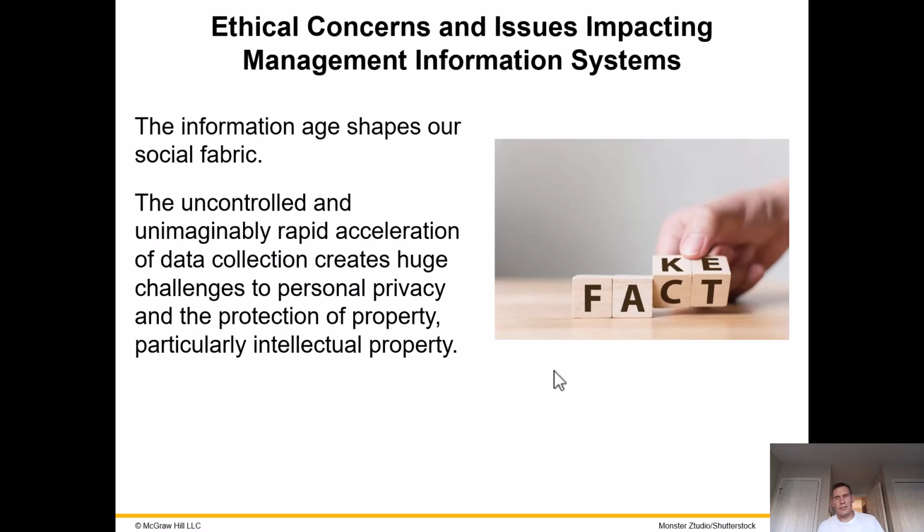So the information age certainly shapes our social fabric, right? We know that a lot has changed, certainly with regard to the social fabric and the social makeup of society. The uncontrolled and unimaginably rapid acceleration of data collection creates huge challenges to personal privacy and the protection of property, particularly intellectual property. And we've certainly seen that as a big problem, I would say, over the last probably decade.